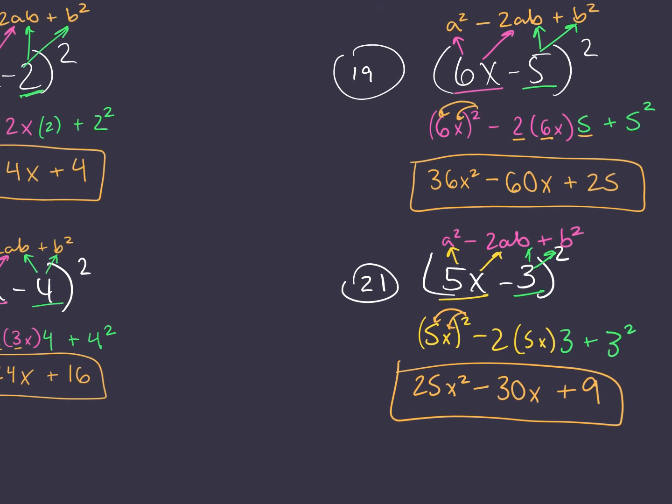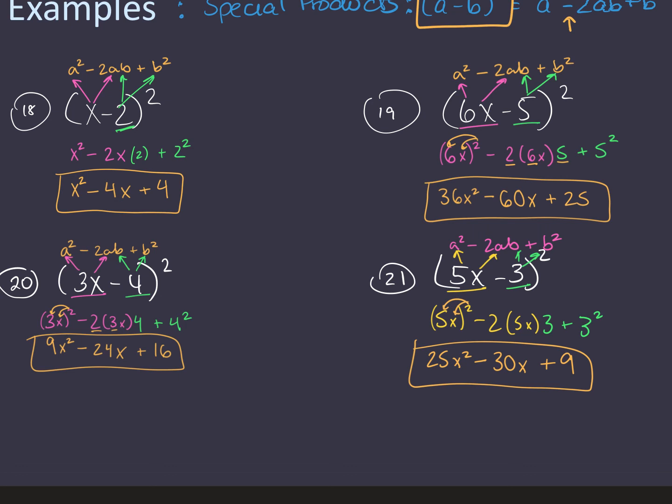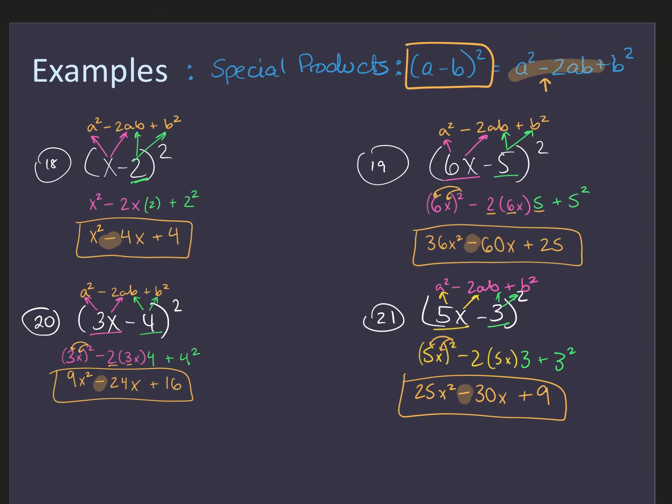Notice how our answers are all in the same form. We have an x squared, an x, and then a constant, and it's always that negative sign, that minus in the middle. So when you do this shortcut, your answer will always, always, always be in this form. That's why we do the shortcut. Make it easy for us.